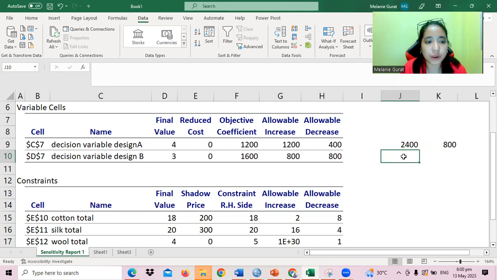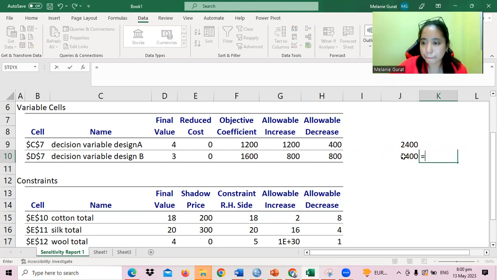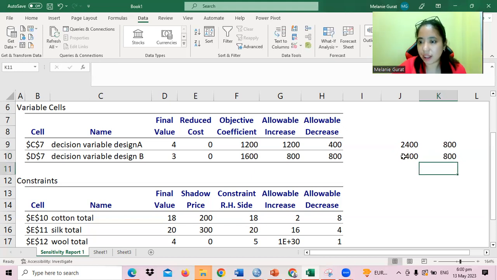to 2,400. While for design B, the allowable increase is also provided: we can increase it by 800 or we can decrease it by 800. This is the allowable decrease. So 1,600 less 800. As you can see, it is from 800 to 2,400 pesos.